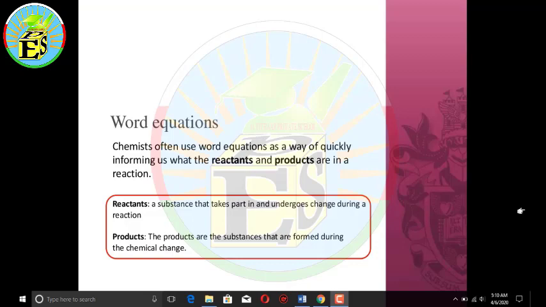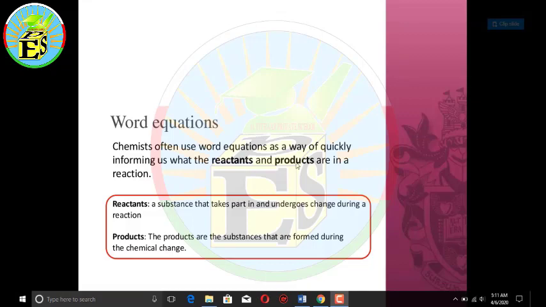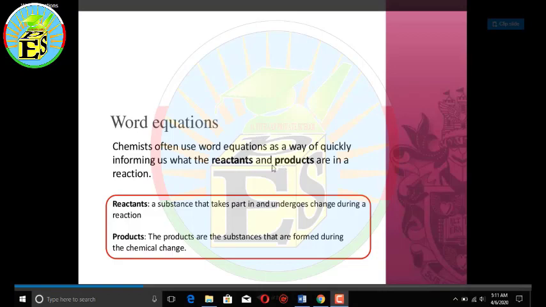Chemists often use a word equation to write a chemical reaction, to memorize it, to keep it in a record as a theory. Chemists often use word equations as a way of quickly informing us what the reactants and products are in the reactions. So here are the two words, reactants and products. Reactant means the substances which you are going to react with each other, and the products are those substances which you will get after the reaction as a result.